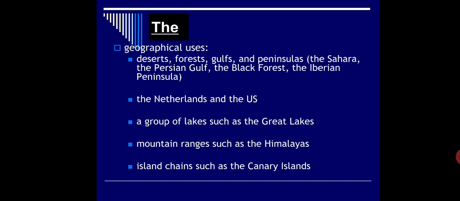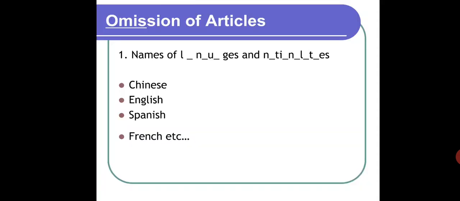Geographical uses. For deserts, forests, gulfs, and peninsulas, the Sahara, the Persian Gulf, the Black Forest, the Iberian Peninsula requires the usage of the. The Netherlands and the US, groups of lakes such as the Great Lakes. Mountain ranges such as the Himalayas, island chains such as the Canary Islands, archipelagos like the Philippines, the Middle East, the UK, the USA. Yan.